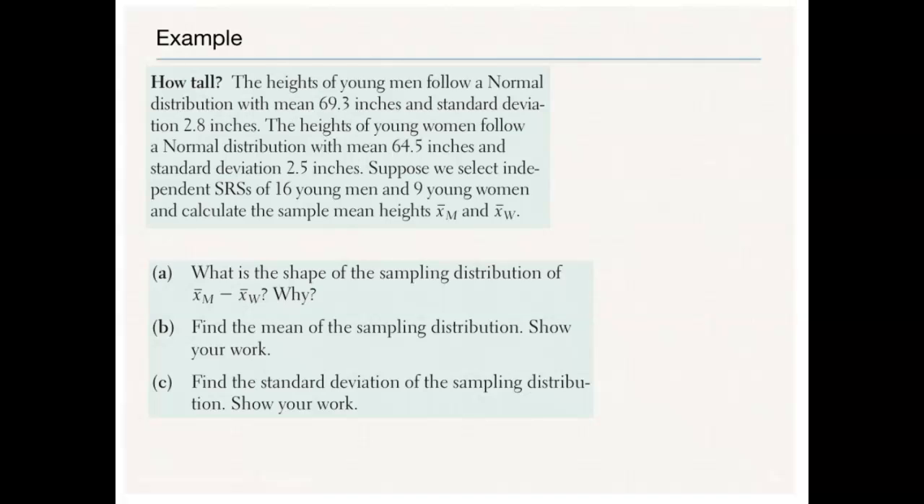So here's our last example. The heights of young men follow a normal distribution with a mean of 69.3 inches and a standard deviation of 2.8 inches. The heights of young women follow a normal distribution with a mean of 64.5 inches and a standard deviation of 2.5 inches. Suppose we select independent simple random samples of 16 young men and 9 young women and calculate the sample heights, x bar m and x bar w. What is the shape of the sampling distribution of x bar m minus x bar w and why?